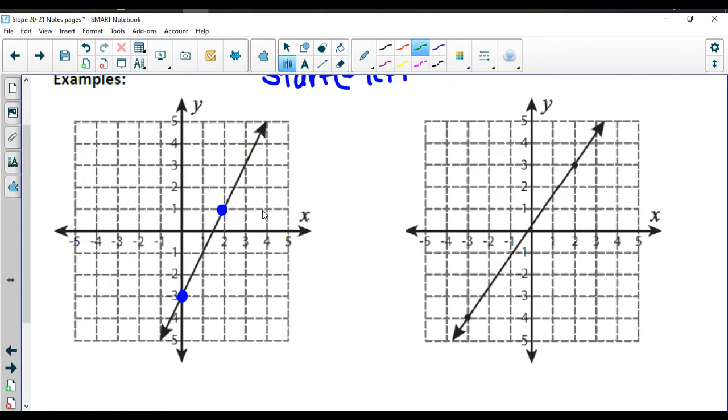As I just told you, we're going to start at the one that's further to the left. Left is here, right is over here. So we're going to start on this blue dot down here at the point (0, -3). From here, we're going to look at our rise.